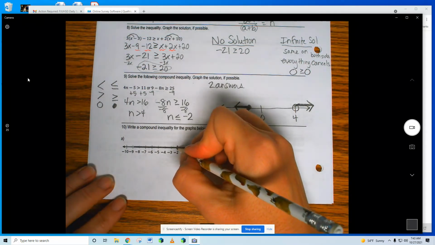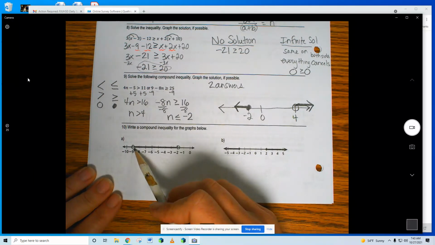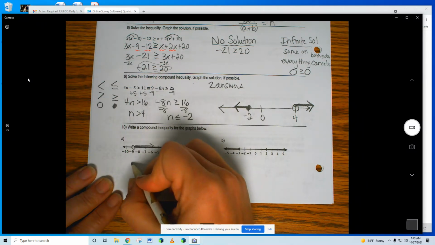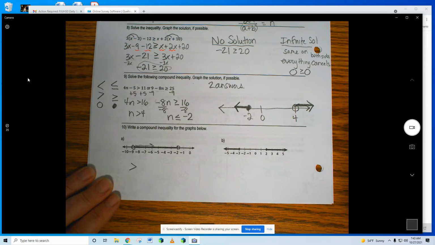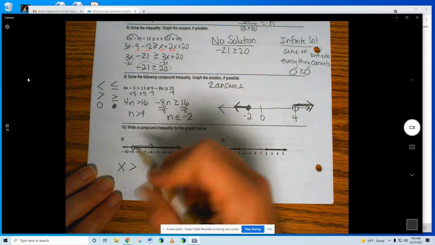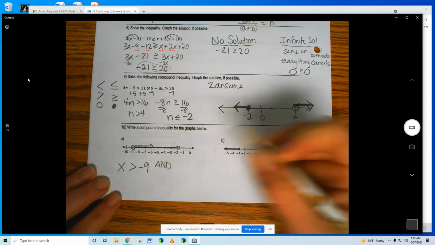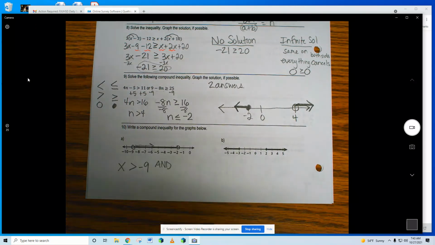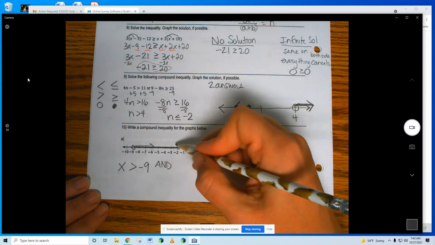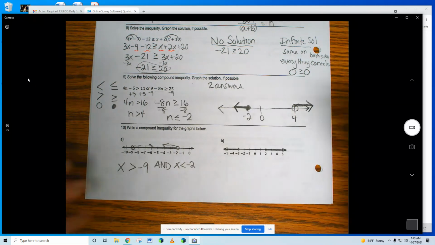By the way, these are both open circles. The photocopy is tricky. So I'm at negative 9 and it's an open circle. It goes to the right. That means greater than. Greater than, open circle at negative 9. So I could just say whatever variable I want, x, I guess. X is greater than negative 9. And because they go towards each other, it's what? Negative 2. X is less than negative 2. Both open circles.